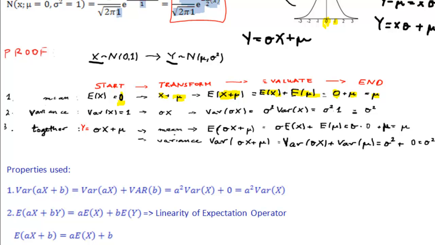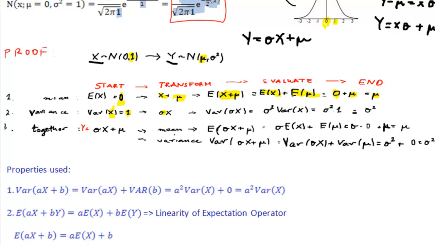So guess what? That's actually what we wanted, because here we wanted a variable y with a mean mu. So when we add a constant to our variable x, we indeed end up with a variable whose mean is mu. Great. Well, how about variance? Variance of a standard normally distributed variable is 1. You can see it here as well.